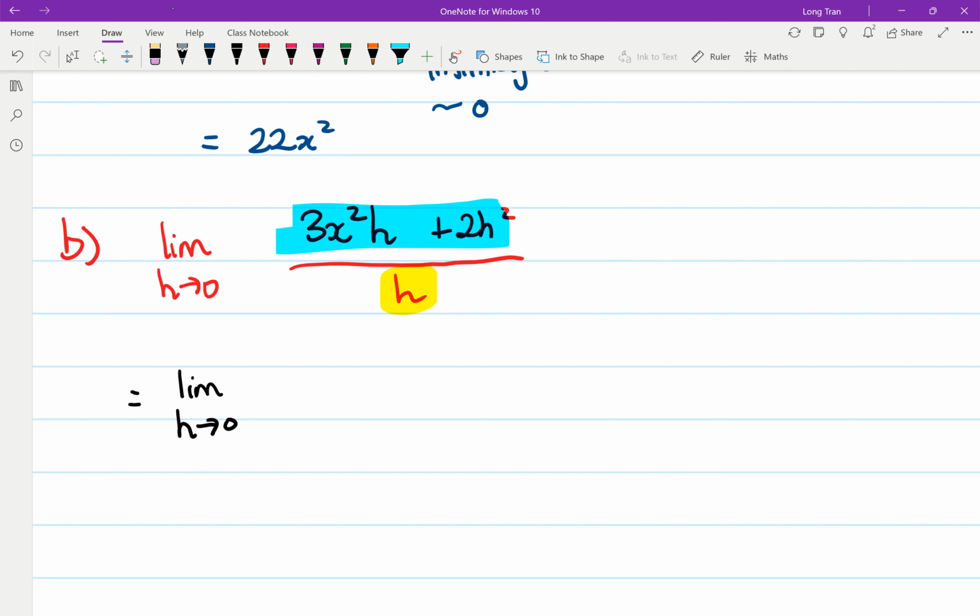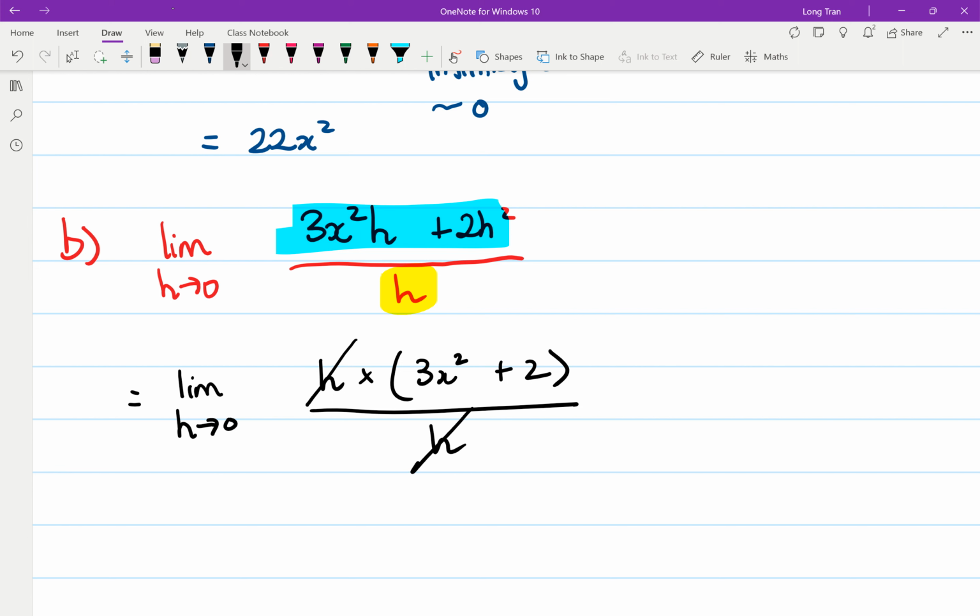What you're actually doing is taking out h as a common factor. That becomes 3x squared plus 2 divided by h. What you're then doing is h divided by h. That's why you can cancel them out. But it's h squared. So that's good. Where's h squared? Oh, thank you. Very good.